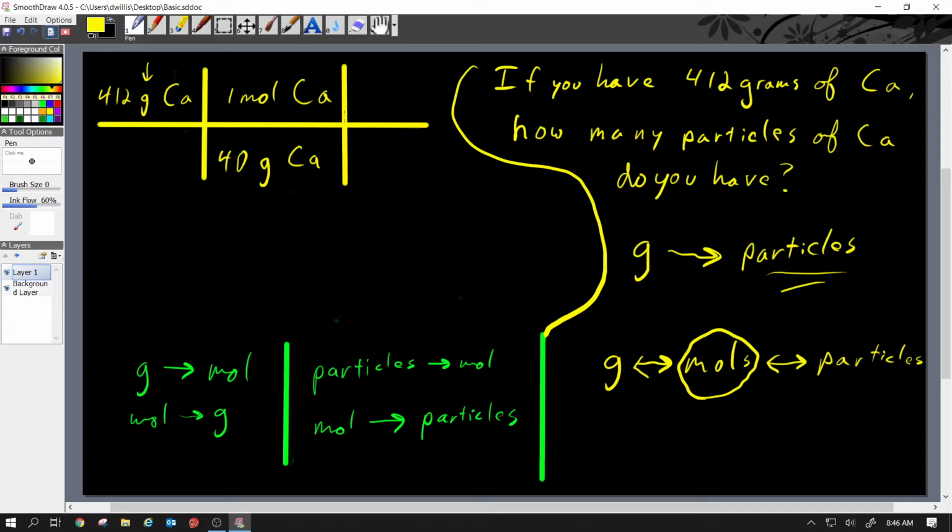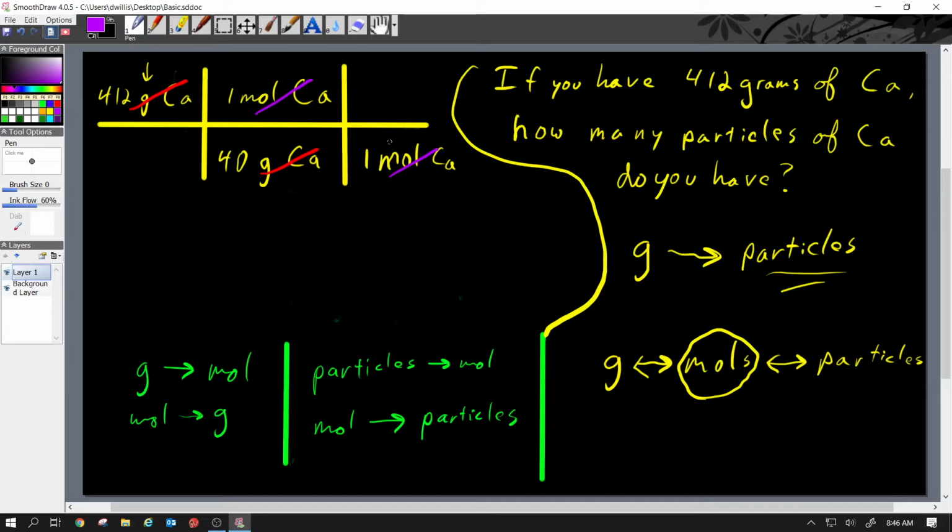Now, I want to go to particles, but that means I need to get rid of, okay, now I already got rid of my grams of calcium, so I'm going to cross them out. All right, next thing I need to get rid of is my moles of calcium, which means I need to put 1 mole on the opposite side. All right, and then that's going to go away.